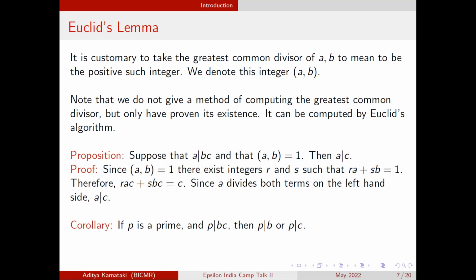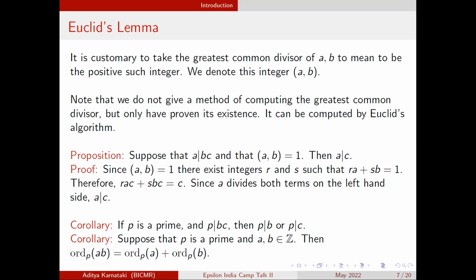In particular, a direct corollary is that if p is a prime and p divides bc, then p divides b or p divides c. The proof is clear: if p doesn't divide b, for instance, then the GCD of p and b is 1 because p is a prime. And so p has to divide c. So I'm not writing down the proof of that.